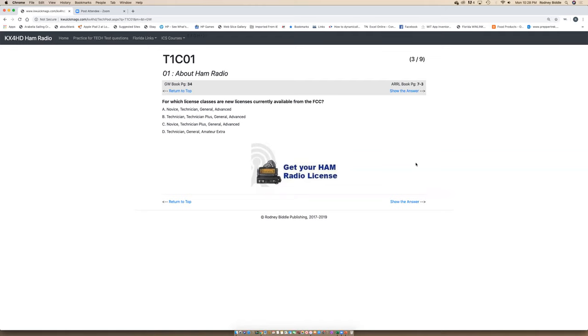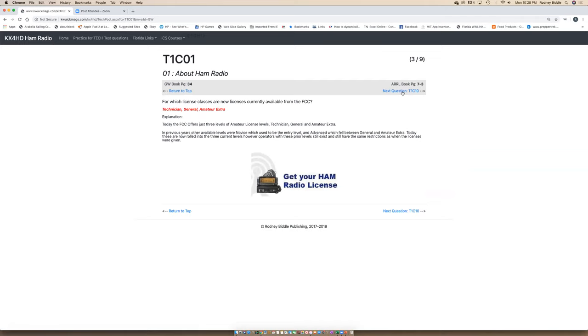And our answer is technician, general, or amateur extra. Today, the FCC offers just three levels of amateur license levels: technician, general, and amateur extra. In previous years, other available levels were novice, which used to be the entry level, and advanced, which used to fall between general and amateur extra. Today, these are now rolled into the three current levels.